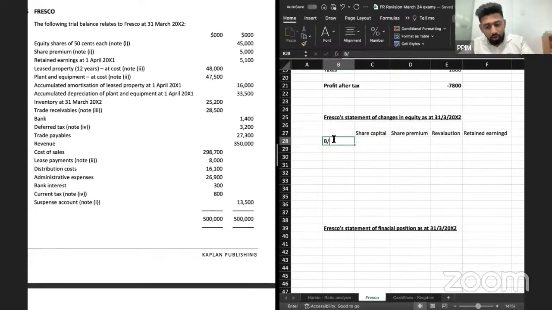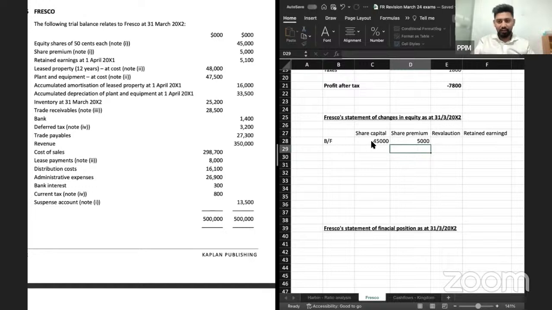You're going to take your brought forward. Your brought forward is going to be 45,000. Your share premium is going to be 5,000. That's lovely. Your revaluation, you don't have anything, 0. Your retained earnings brought forward, that's right, Amna, very well done, 5,100.